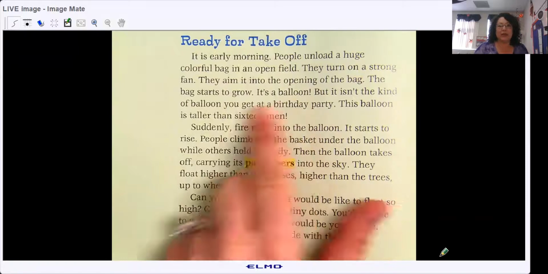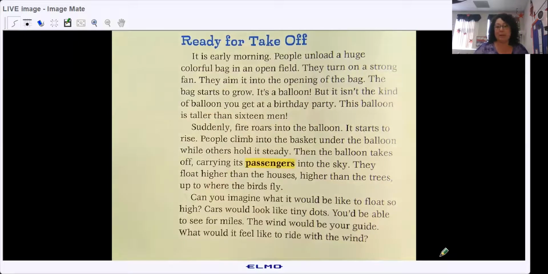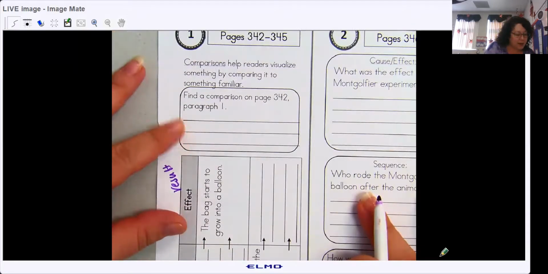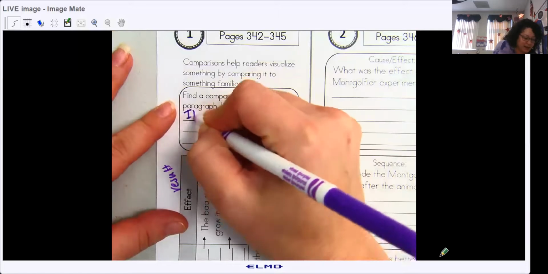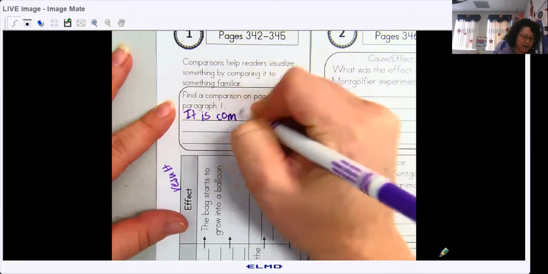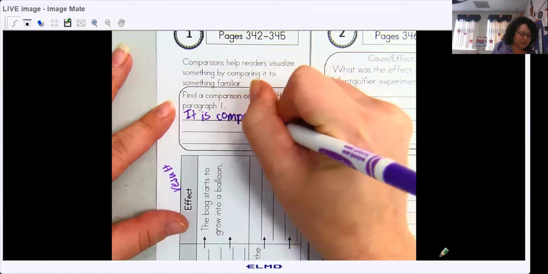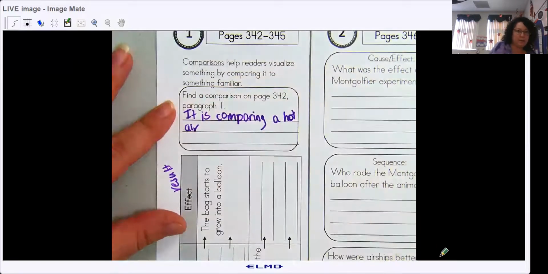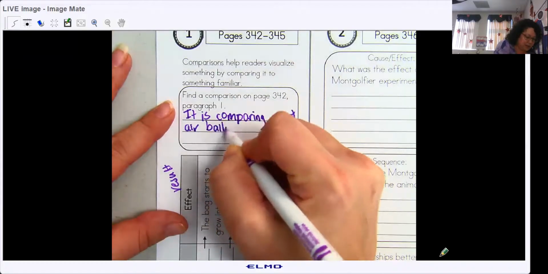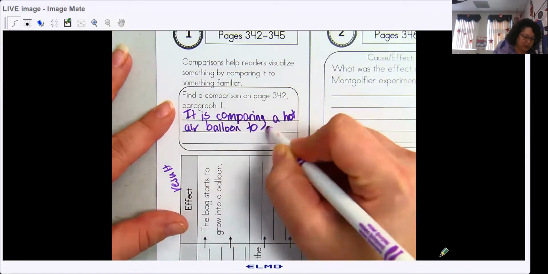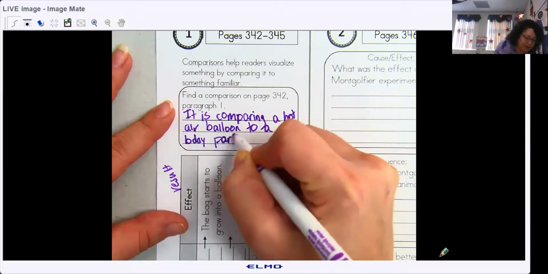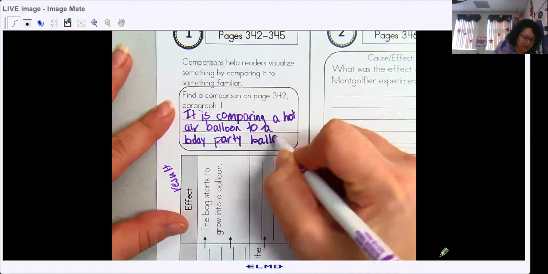It's comparing the balloon, but not the kind of balloon that you get to a birthday party. Obviously, you're not going to get a 100-foot tall balloon. Okay. It is comparing a hot air balloon to, I'm just going to say B-Day party balloon.